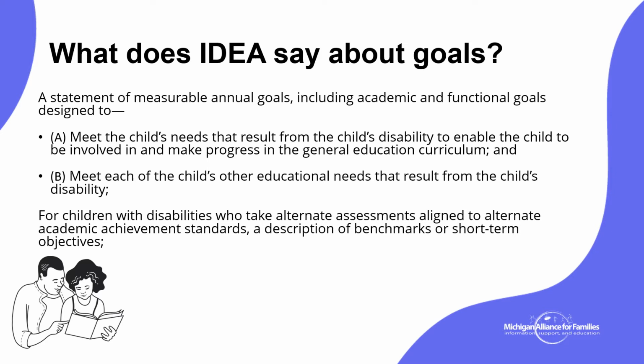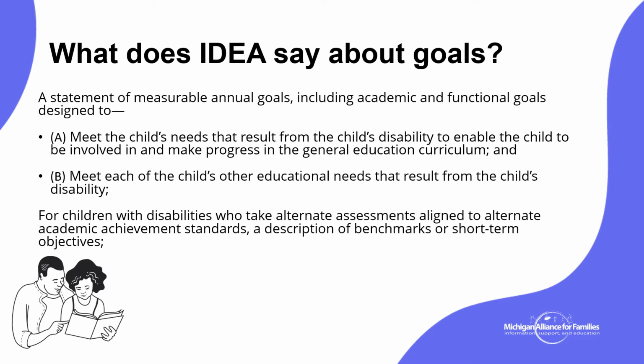When it's talking about being involved in and making progress in the general education curriculum, it is talking about doing that in the least restrictive environment with non-disabled peers as much as possible. But when I was talking about that Michigan curriculum that follows the steps, that means the child's next goal is going to be the next step in their learning. So this is really going to be based on that present level of academic achievement and functional performance. We need to have that data about where the child is at right now to figure out what's next. And the goals and objectives should be written to address those needs.